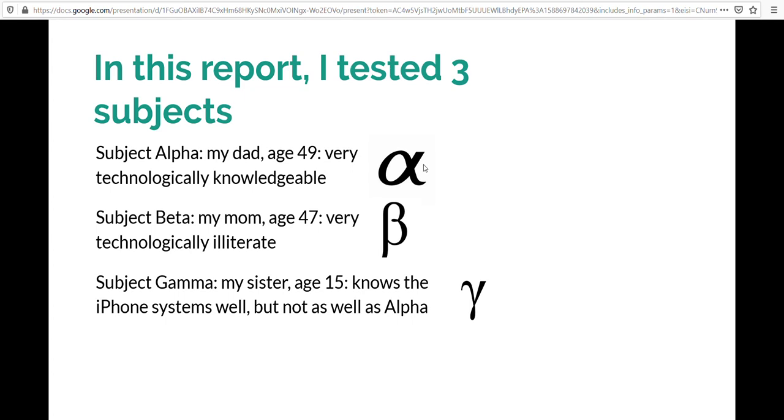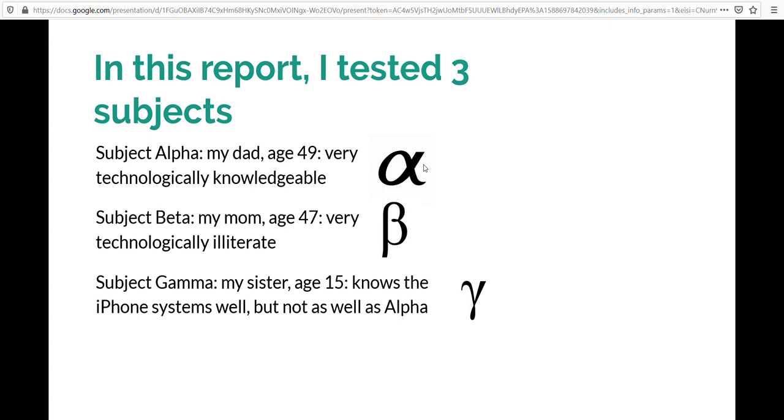One of them was subject Alpha. He's my dad. He's aged 49. He's very technologically knowledgeable. He recently built himself a Raspberry Pi computer. He's owned an iPhone for the past 10 years, I believe. And he just knows his way around these types of things. He used to fix iPhone screens for people, all sorts of things.